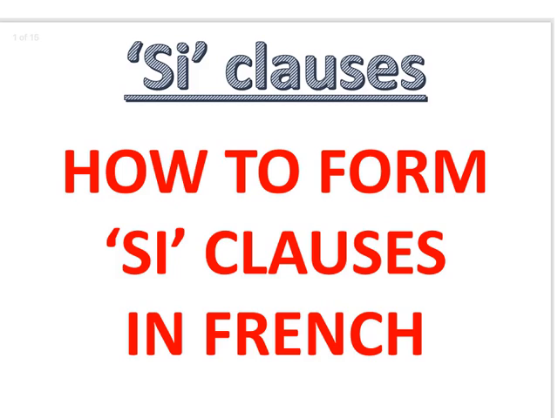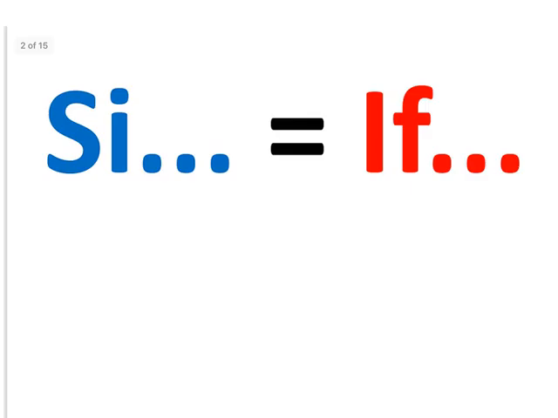This video is going to explain how to form si clauses in French. Si clauses are higher level phrases that show the ability to talk in two different tenses, past and future reference, so they're really handy things to do. And if you're after a grade 7, 8 or 9, these are something that you can include in order to hit that particular target or goal.